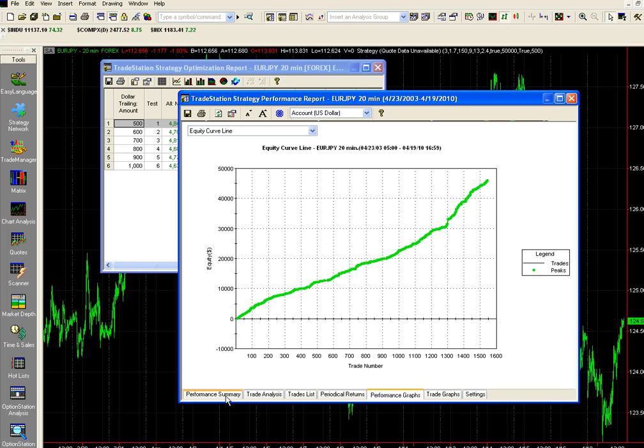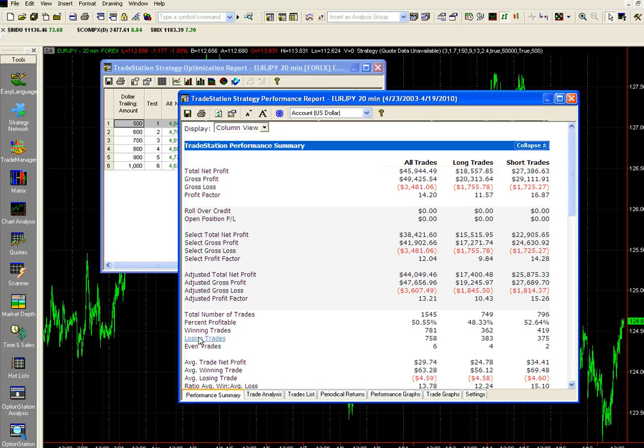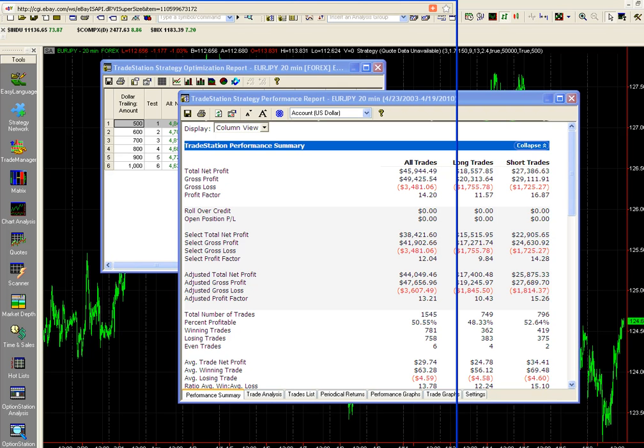If you look at the performance summary, you'll see that the average trade net profit is very small. Your largest losing trade is only 577. Something's going on here that just doesn't look right to me. But you'll see this all the time. If you go to eBay, you'll see systems that look like this.